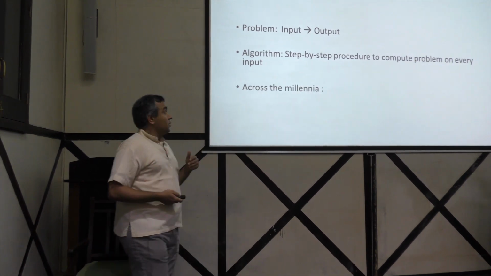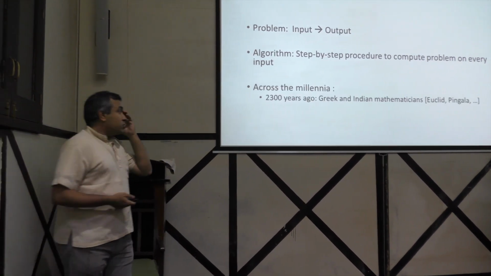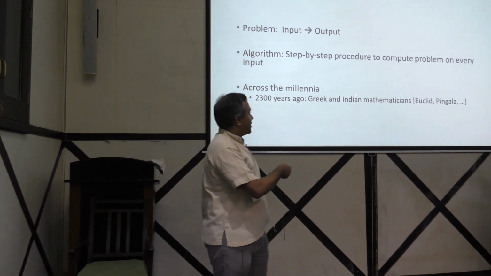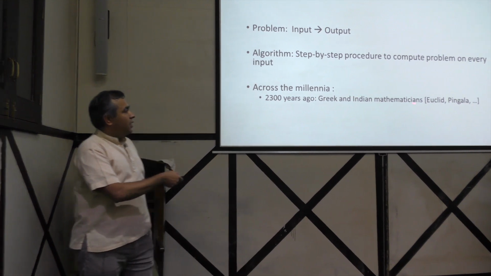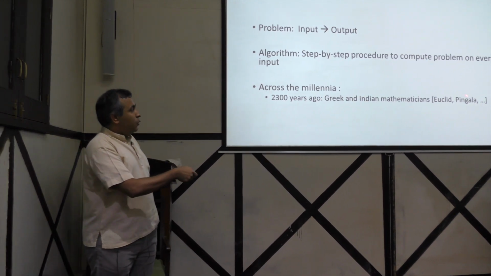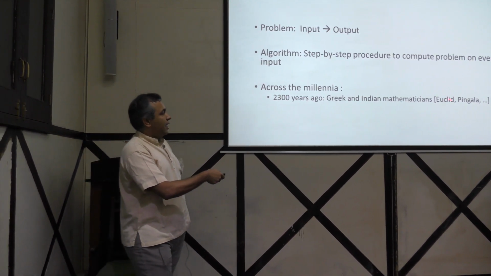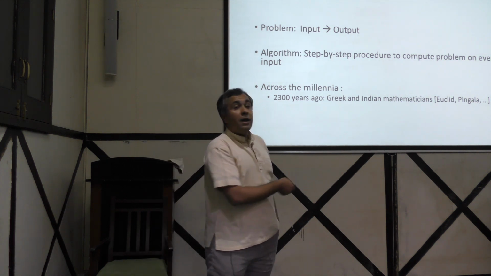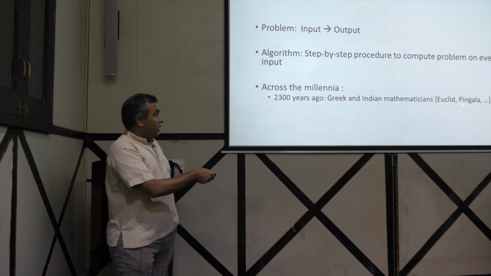In fact, it started about 2,500 years ago when the Greek and the Indian mathematicians were working in their respective fields of number theory, geometry, and linguistics. For instance, Euclid gives an algorithm for computing the greatest common divisor. Pingala gives an algorithm for computing repeated squaring. Panini gives a generative grammar for Sanskrit.